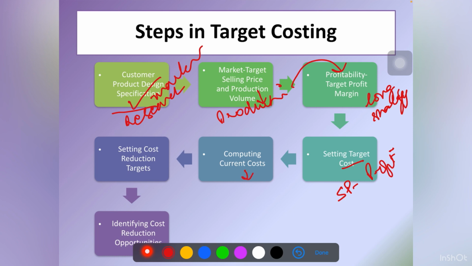Now computing the current cost. How do we compute the current cost? It comprises both fixed and variable cost, right? Then setting cost reduction targets. And finally identifying cost reduction opportunities, from where all we can reduce our overall cost of production.